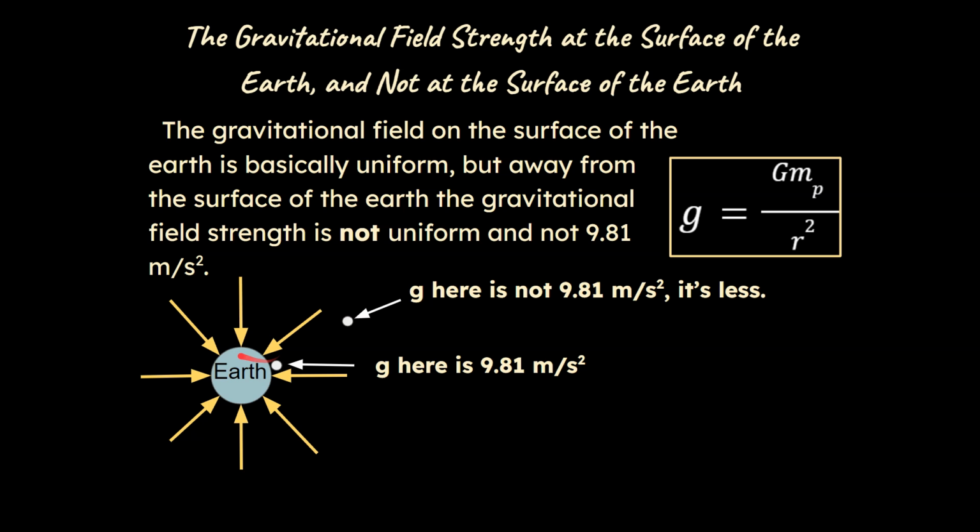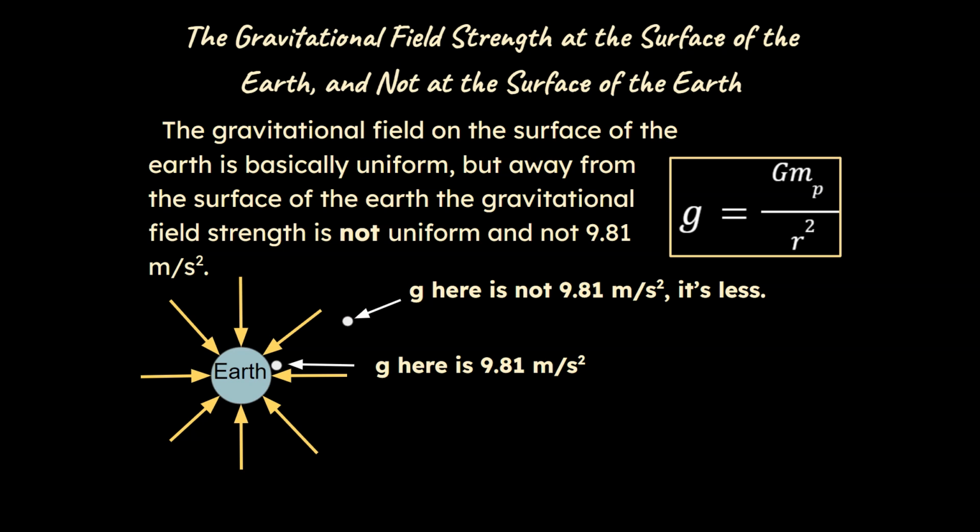Alright, so let's continue and take a look at three different problems here. So if we take a look, we're going to say the gravitational field on the surface of the Earth is basically uniform, but away from the surface of the Earth, the gravitational field strength is not uniform and not 9.81 meters per second squared. That's true. Out here, this is not 9.81, this is less. And in fact, if you look at the equation over here, it drops off quickly as an inverse squared relationship.